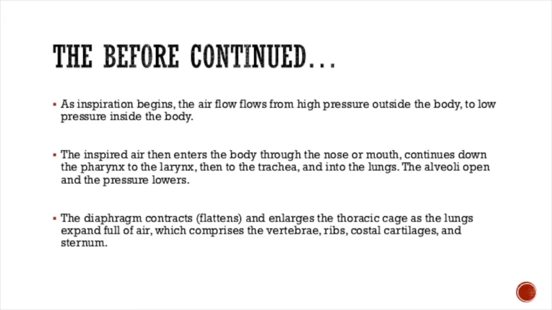Boyle's law states that gases move from higher pressure to lower pressure to reach equilibrium. As inspiration begins, air flows from outside the body, which is higher pressure, into the lungs, which is lower pressure. The air enters the body through the nose or mouth, down the pharynx, larynx, and trachea, and flows into the lungs. The diaphragm flattens, formerly known as contraction, and enlarges the thoracic cage as it expands and the lungs fill with air. The thoracic cavity is comprised of the vertebrae, ribs, costal cartilages, and sternum.